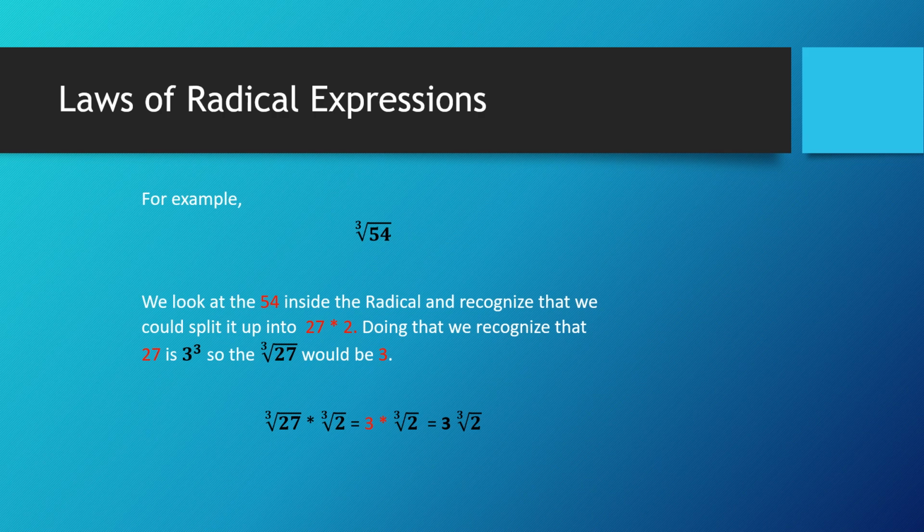We simplify the cube root of 27 to be 3, and we just multiply by the remaining cube root of 2. So our final answer is 3 cube root of 2. Some numbers will be trickier to factor, but with enough practice you should be able to recognize these opportunities for simplification. In any case, you can use this formula to assist you.